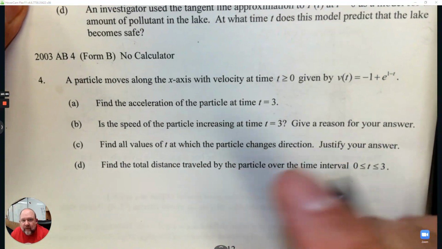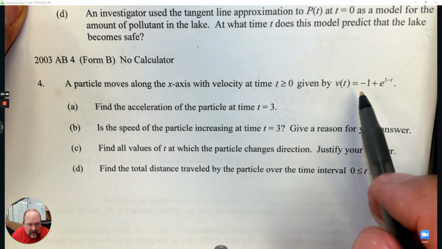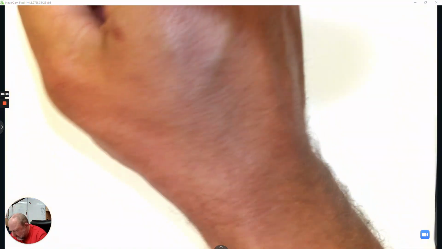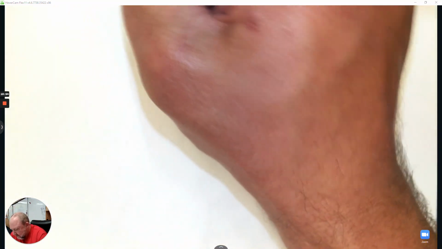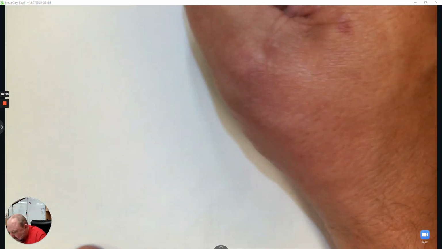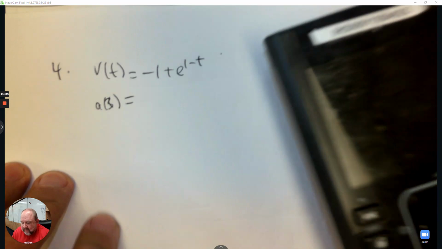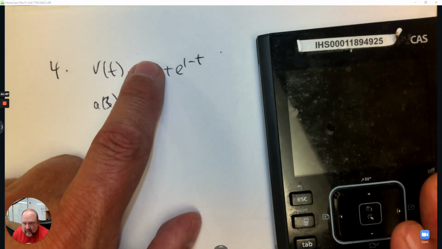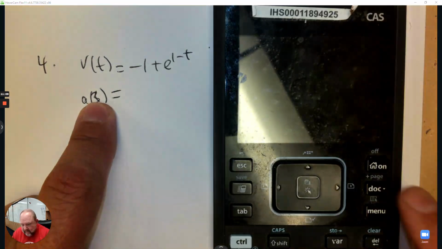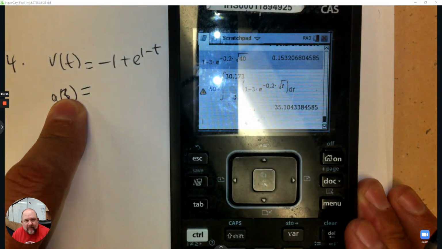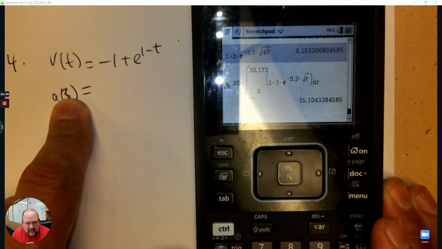A particle moves along the x-axis with a velocity, and then it has different questions. Those, I think, are usually pretty basic questions because we've worked a bit on it. So we're given the velocity. It's one where we need a calculator to work with it. So the first question is, what's the acceleration at 3? How do you find acceleration? Take the derivative at 3.